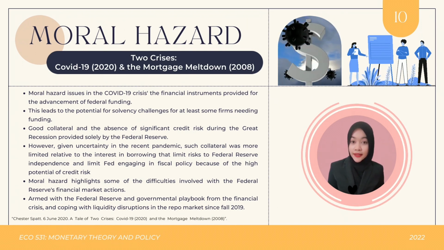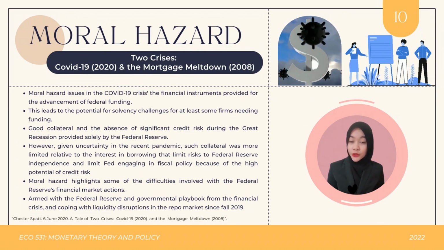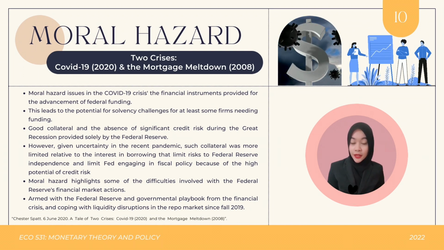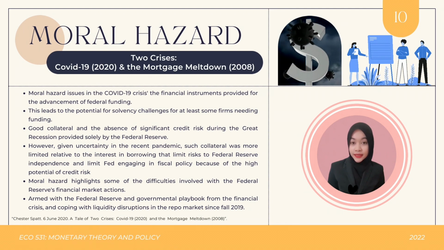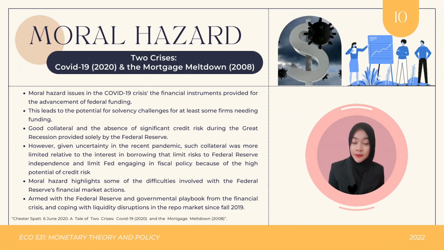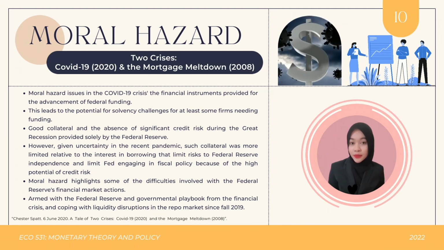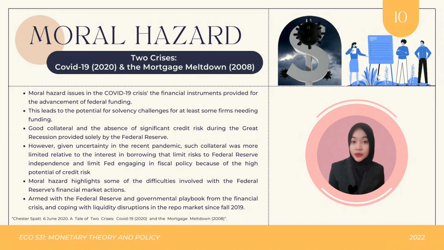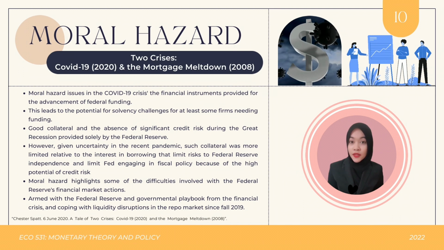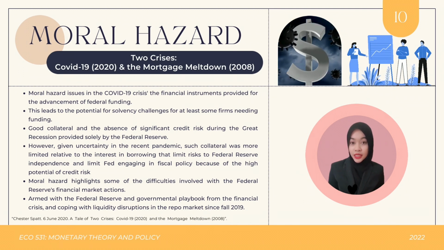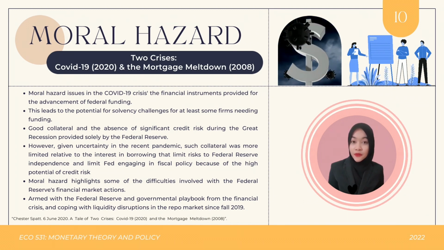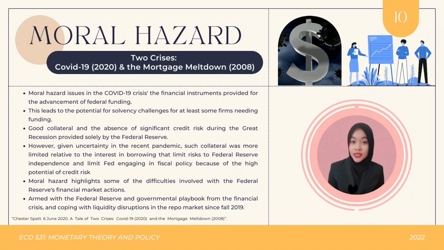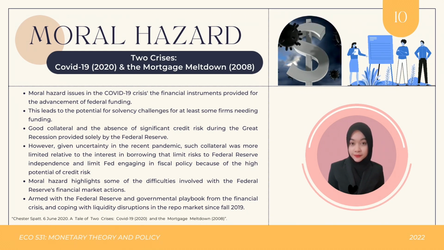With good collateral and the absence of significant credit risk during the Great Recession, much of the federal support could be provided solely by the Federal Reserve. But given the extent of uncertainty in the recent pandemic, such collateral was more limited relative to the interest in borrowing. As a result, it was critical for the Treasury to underwrite a portion of the lending in programs with a high potential of credit risk to try to limit the risk to Federal Reserve independence and limit the extent to which the Federal Reserve is engaging in fiscal policy.